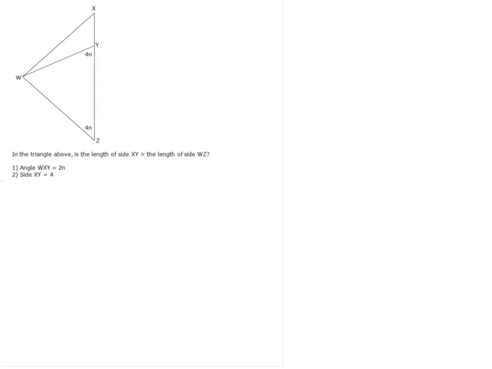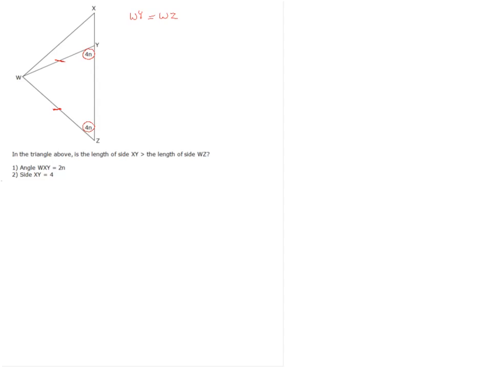Immediately upon seeing this question, the first thing that my eyes lay on is the fact that I have a 4n angle here and a 4n angle here. Now, based on what I just discussed, that means we're dealing with an isosceles triangle, so we can denote that WY is equal to YZ. Now, there's more than just that. The other thing is that we can start simplifying angles.